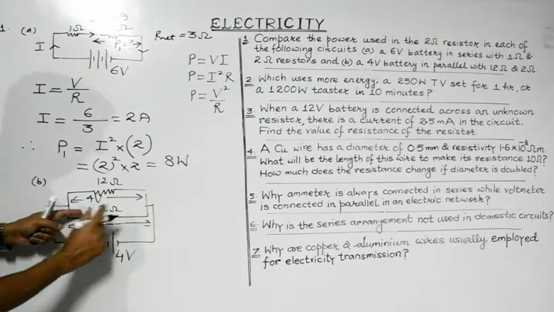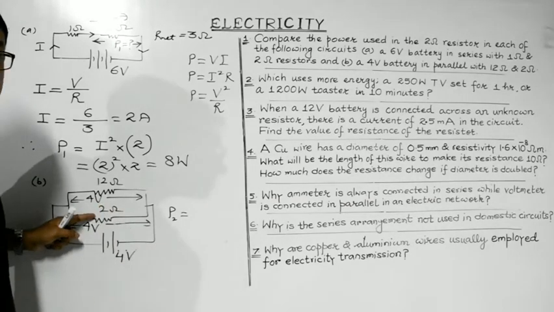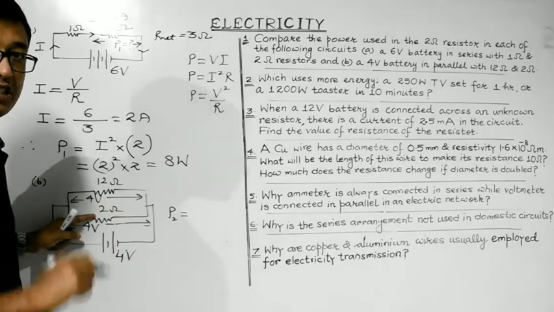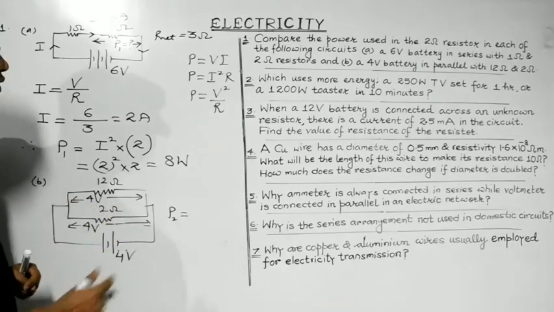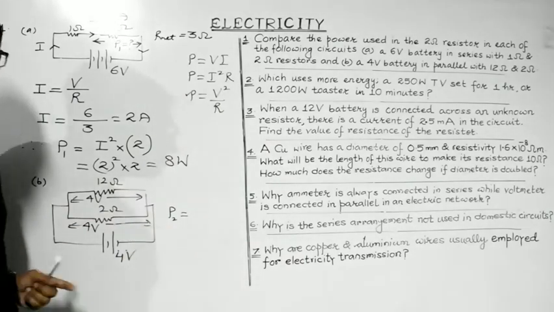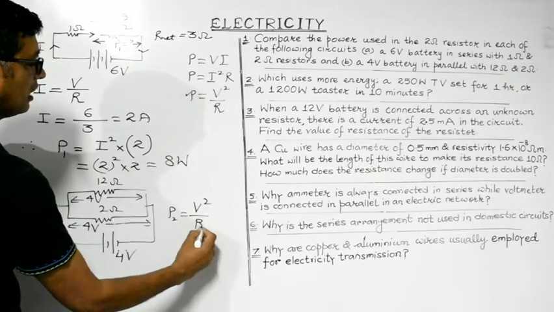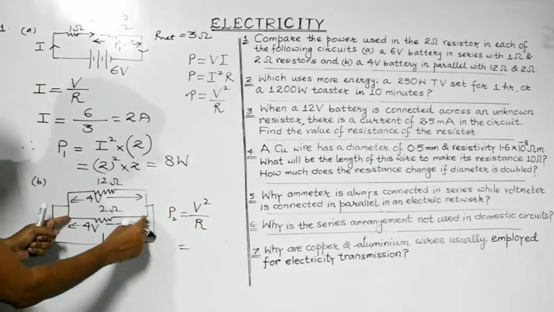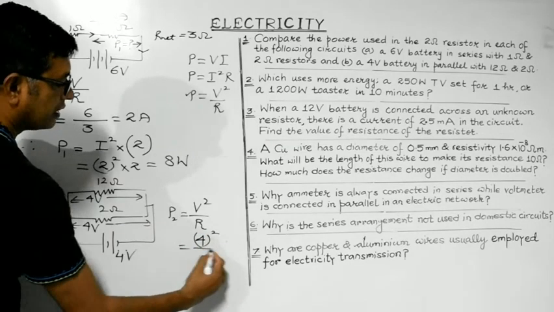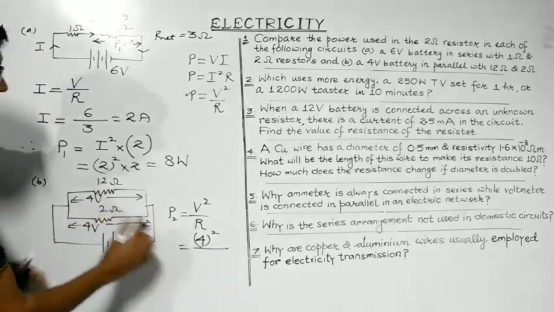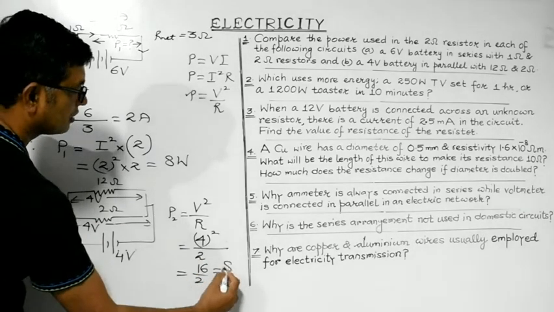Now look, P2 is to be found. That is the rate of heat produced across the 2 ohm resistor. That is the power across the 2 ohm resistor is to be determined. Now V is known across the 2 ohm resistor and the resistance value is 2 ohm. So we have to make use of this particular formula. It can give us the result directly, right? So it is V square divided by R. So V, what is the potential difference across the 2 ohm resistor? It's 4 volt. So 4 square divided by resistance. Resistance is 2 ohm. So it would be equal to 16 by 2. That is 8 watt.